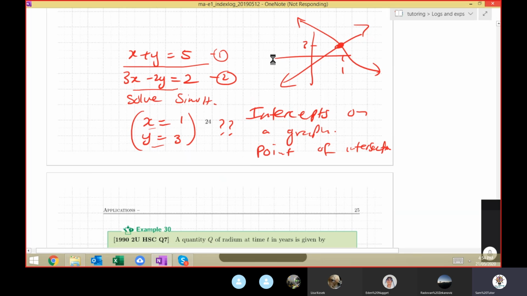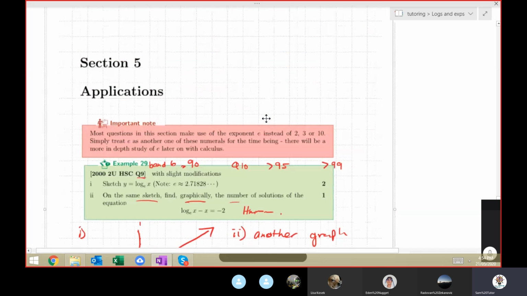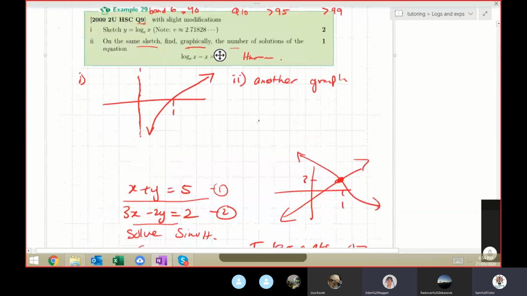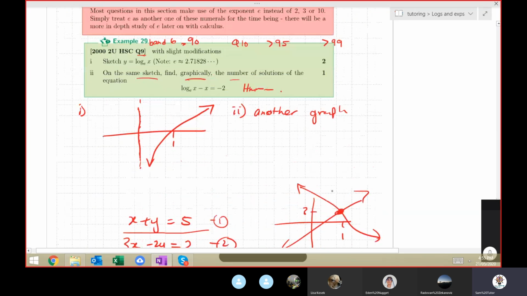So for our question here, I'm going to go back again. I've already drawn it. It says on the same sketch, find graphically. So we need to find just the number of solutions. It doesn't say to find the solutions, just how many solutions we'll have. So that means you need another graph, so that when you draw the other graph on the same sketch, you can realize how many solutions it has. What is the other graph?